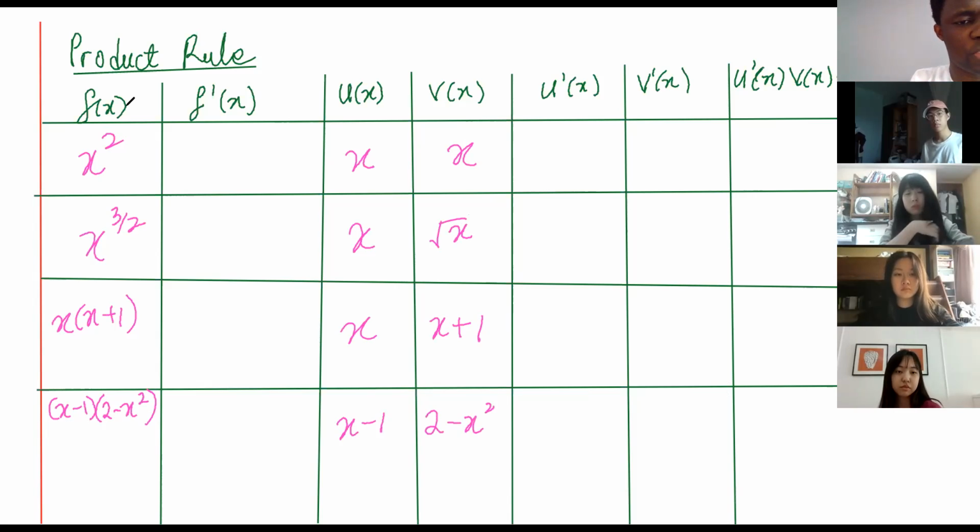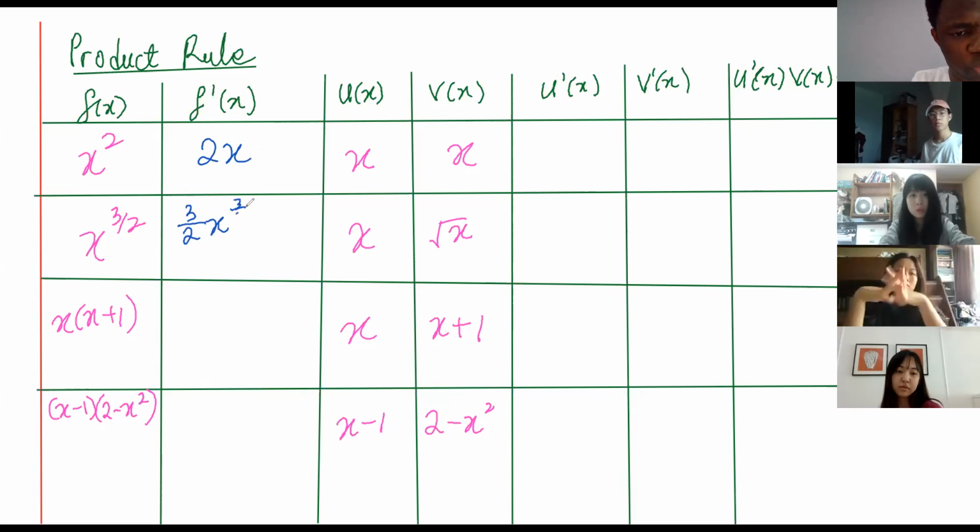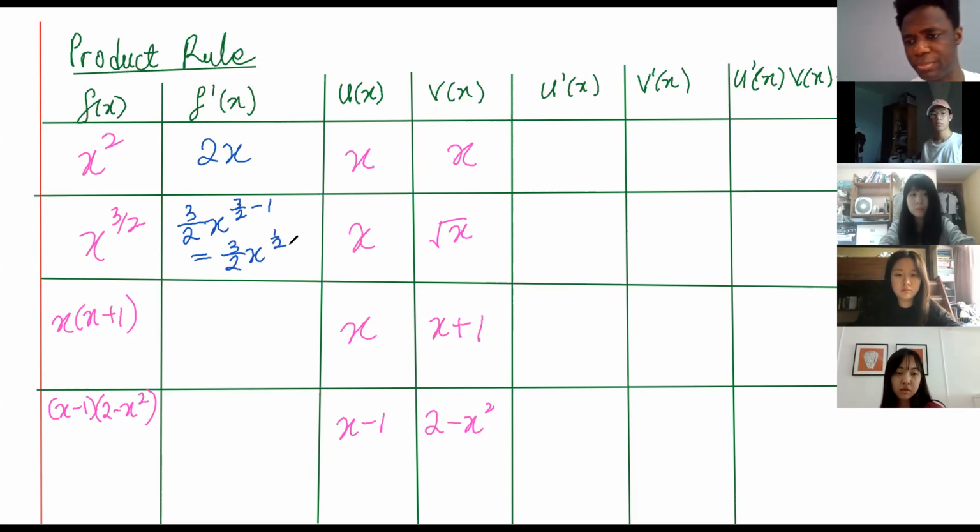For this it will be 2x. Do you agree? For this it will be 3 over 2 x to the power 3 over 2 minus 1, which is simply 3 over 2 x to the power half, or 3 over 2 root x. Agree? For this, the first thing you need to do is to expand the bracket. So this is going to be x squared plus x. Then you can find the derivative, 2x plus 1.